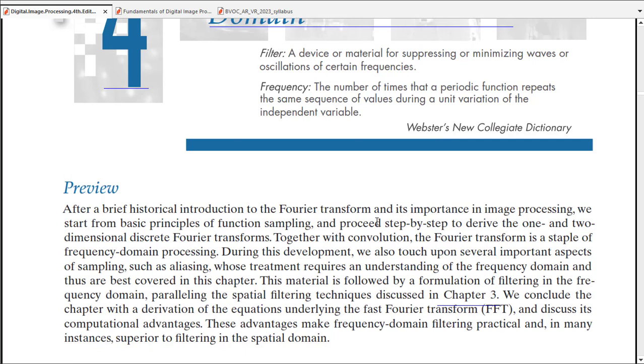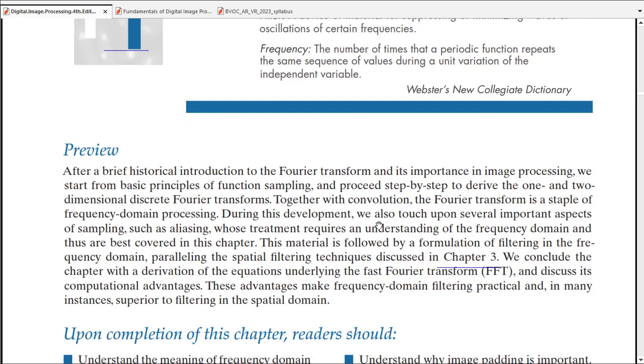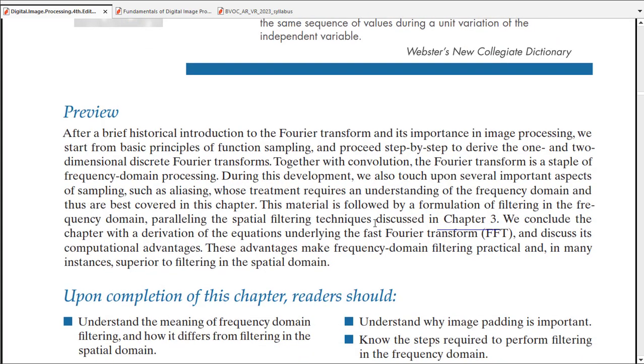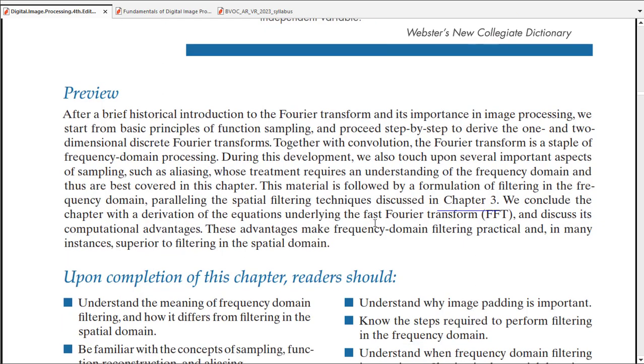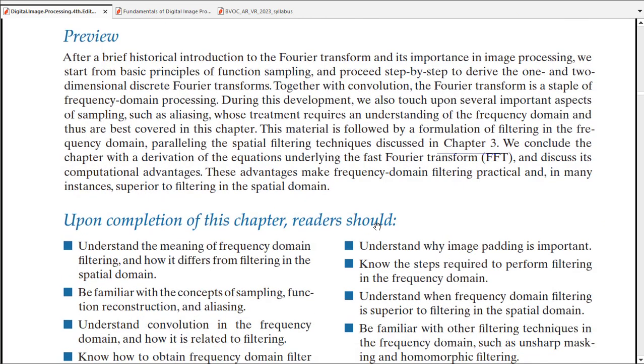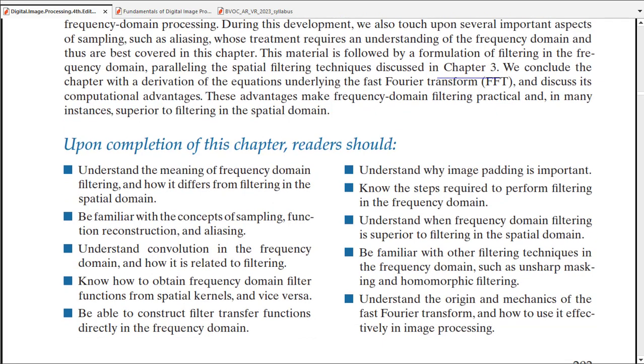The major work of the Fourier transform in image processing involves sampling, which is derived step by step, along with the one- and two-dimensional discrete Fourier transformation and the major role of convolution in the Fourier transformation. These lead to improvements in this frequency concept.